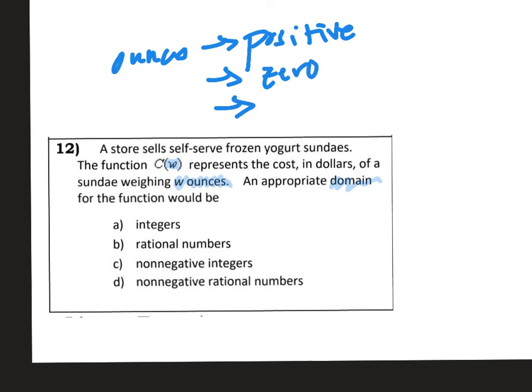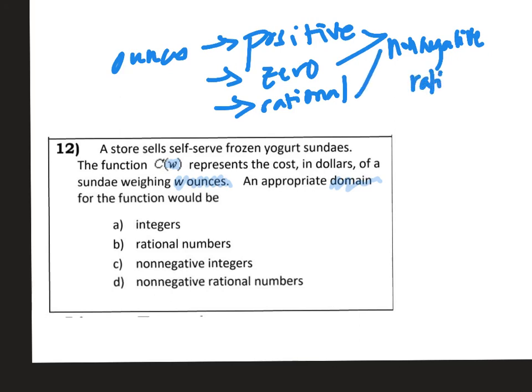In addition, you can have fractional ounces. So you can have something that we call rational or partial numbers. If you're positive, but you can also be 0, we call this non-negative. That encompasses those two ideas. And we know that it can be a rational number, so we're going to call this a non-negative rational number, right? And so that's going to be D.